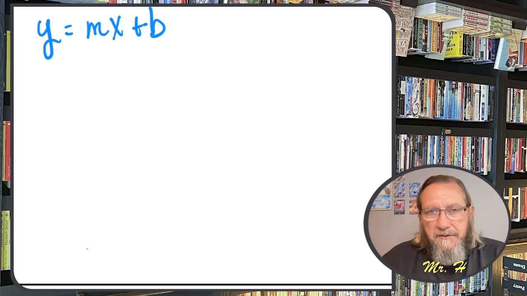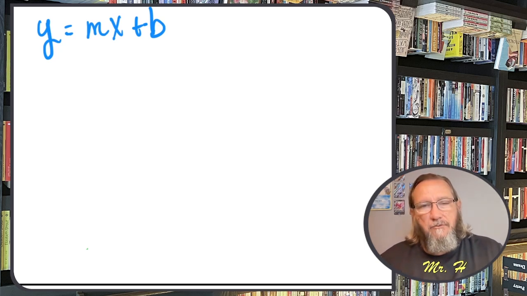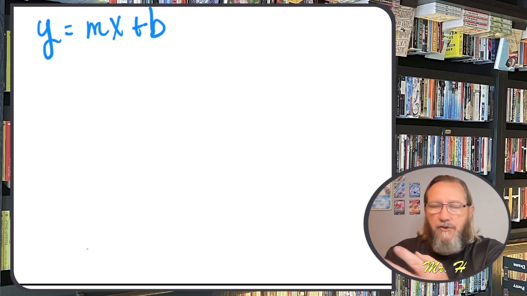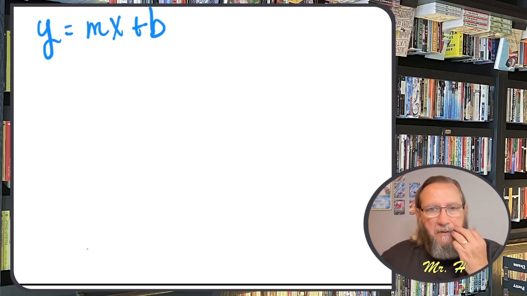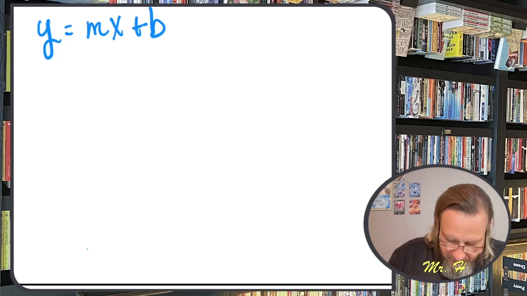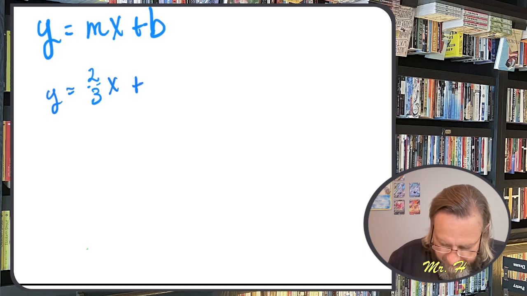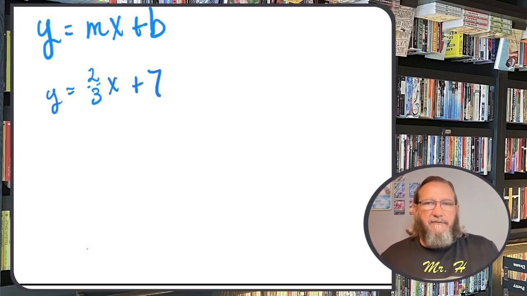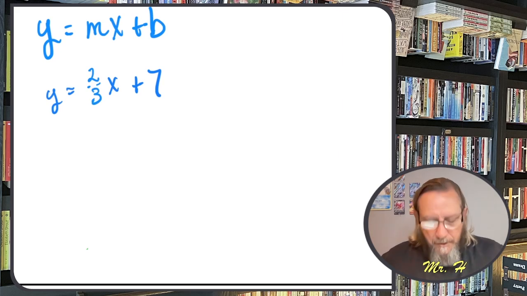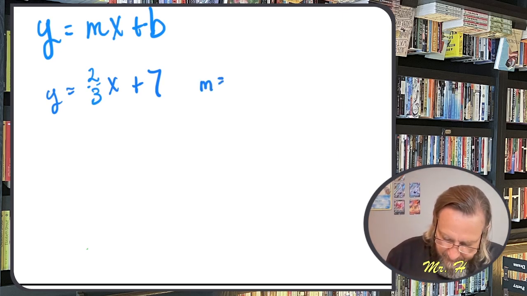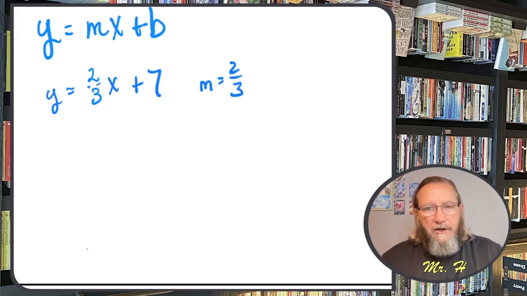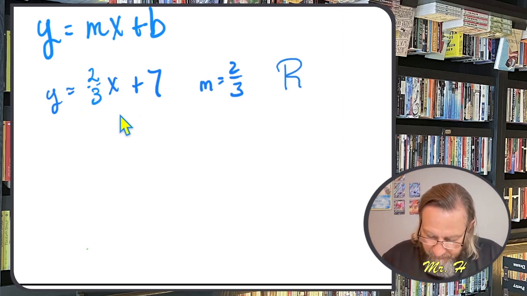Why am I reminding you of this? Because when we get equations given to us, we need to be able to look at them in terms of slope-intercept form. For example, if I give you an equation that says y is equal to 2/3 x plus 7, what is the slope of that, friend? It's 2/3. So the slope of that guy is going to be 2/3. And so if that equation represents a real-world scenario or a rate of change problem, then our rate of change is going to be equal to 2/3.